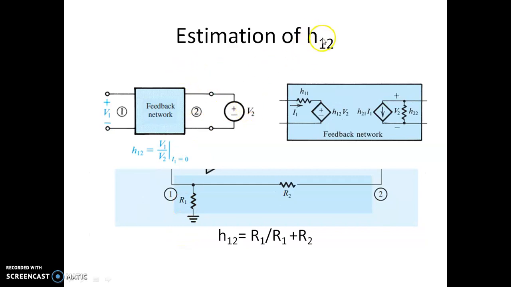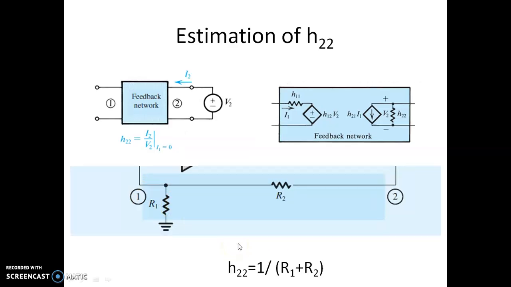Similarly, estimation of H12 as per the equation is V1 by V2 with I1 equals 0. When I say V1, it is the voltage at port number 1, with I1 0 meaning this is open circuit, and V2 is the voltage that is available here. So out of V2, how much is reaching this point? This is actually the feedback factor beta, given by R1 by R1 plus R2. So H12 is actually the feedback factor beta.